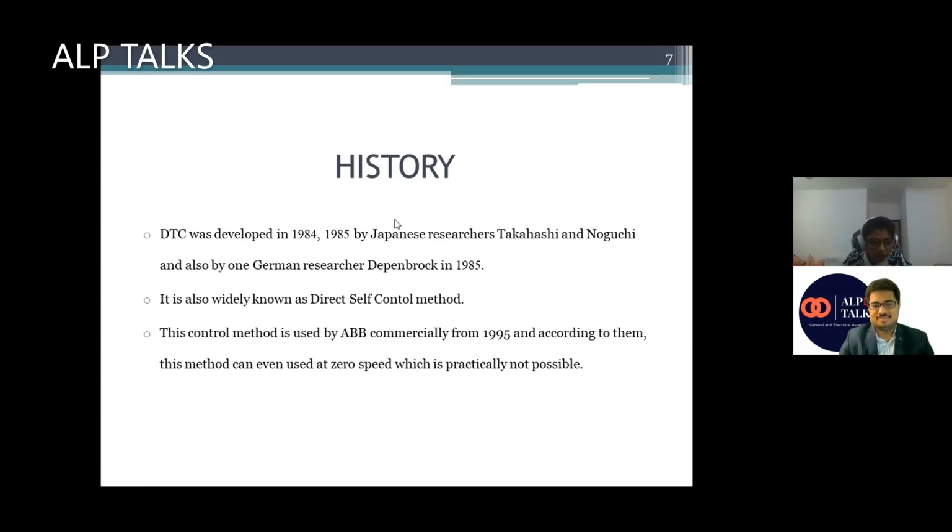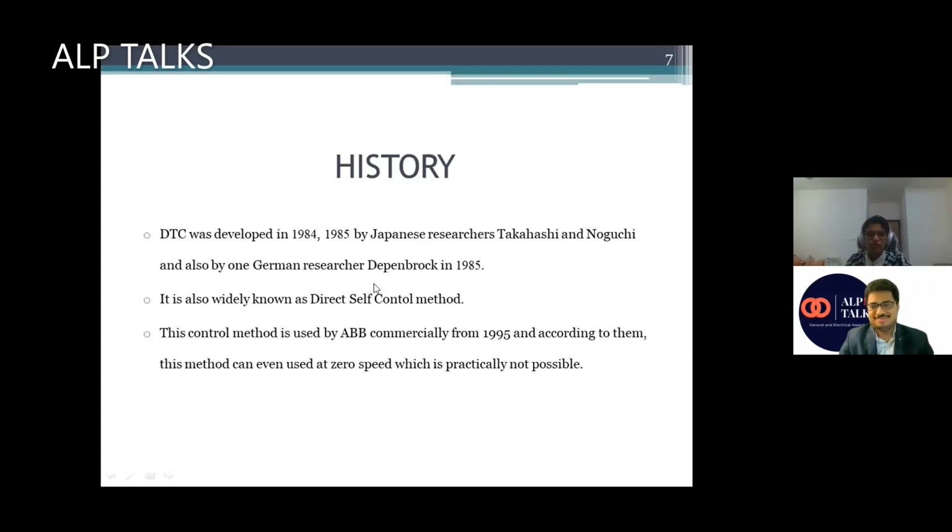And according to the Japanese researchers Takahashi and Noguchi, it switches at relatively higher switching frequency and produces a circular flux locus. Thus it results in an almost sinusoidal stator current, which means harmonics can be reduced by many means. This method was first commercialized by ABB in 1995.